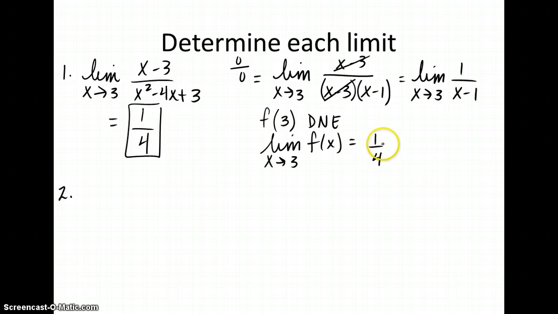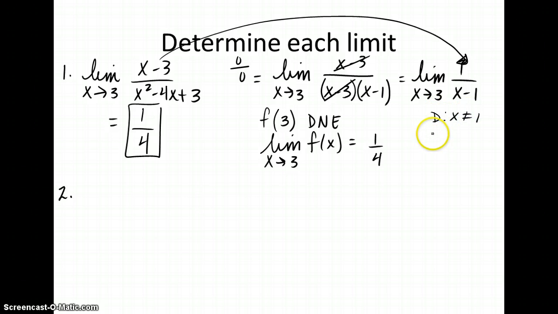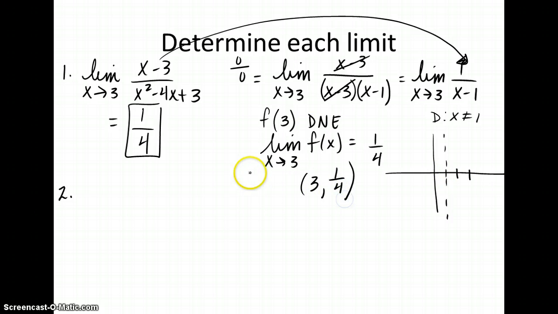Now graphically, what would this look like? This is the function we started with, and we were able to simplify it to 1 over x minus 1. So the domain of that function, x can't be equal to 1. That would be a vertical asymptote on the graph of the function. I know that f of 3 doesn't exist, and furthermore, what would the y value be at 3? That's the value of the limit. So the hole on the graph exists at the point (3, 1/4). So (3, 1/4) is where the hole would be.